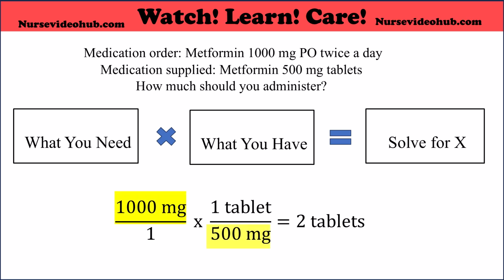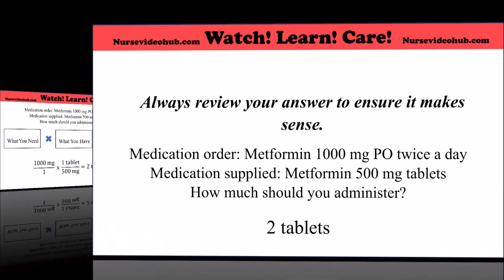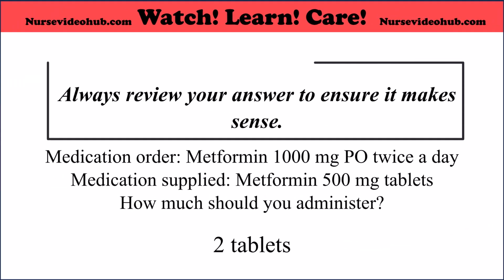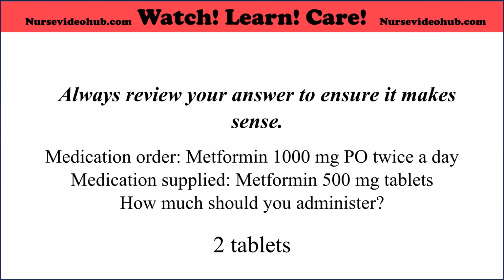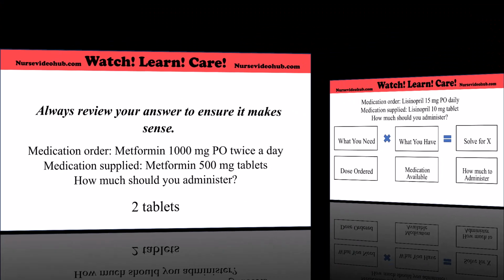You calculate the answer by multiplying across. 1,000 divided by 500 equals 2. The milligrams canceled out, leaving you with tablets. You would administer 2 tablets to deliver the 1,000 milligram dosage. Always review your answer to make sure it makes sense. The reverse method is to multiply the amount to be administered, 2 tablets, by the concentration available, 500 milligrams, which equals the prescribed dosage, 1,000 milligrams.